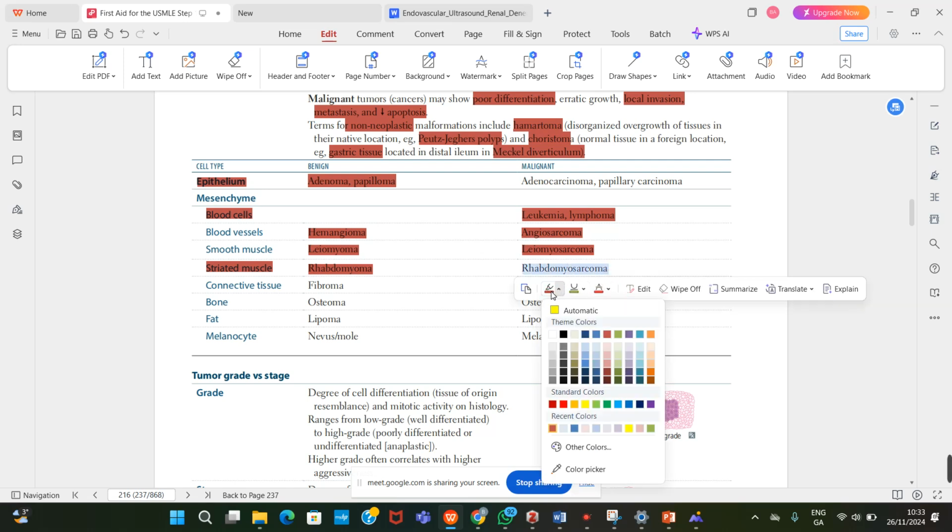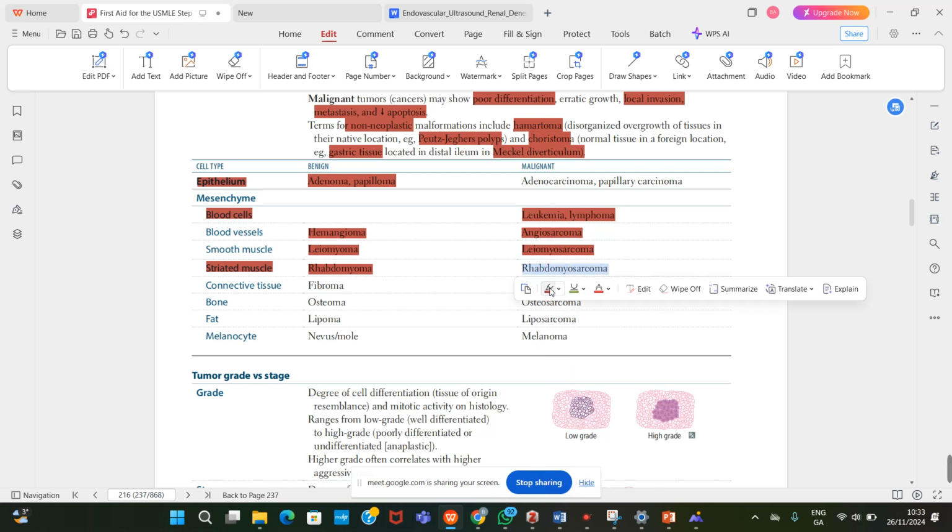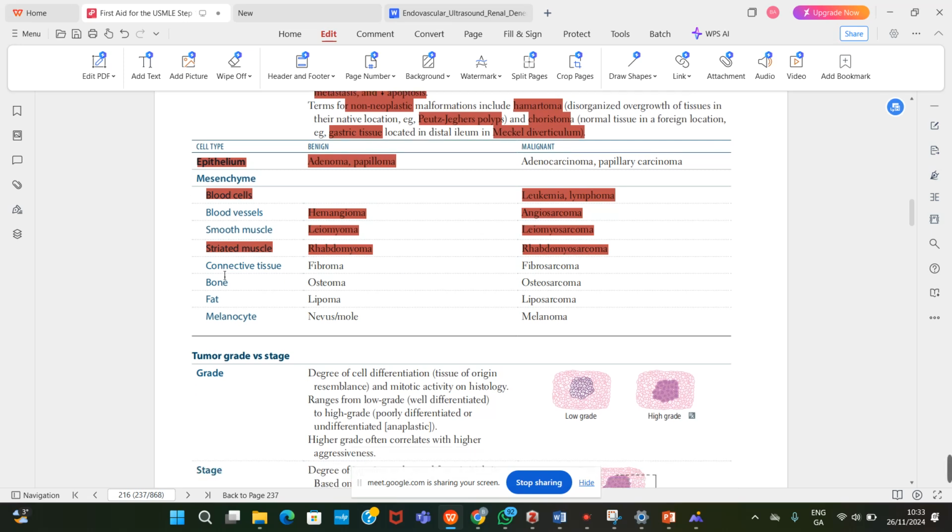Anybody knows a neurology condition that predisposes to formation of cardiac rhabdomyoma? Anybody? It's simple. I know we know it. Tuberous sclerosis. That was fast. So the benign form of connective tissue is fibroma. The malignant form, fibrosarcoma. For the bone, osteoma. You know, osteomas.